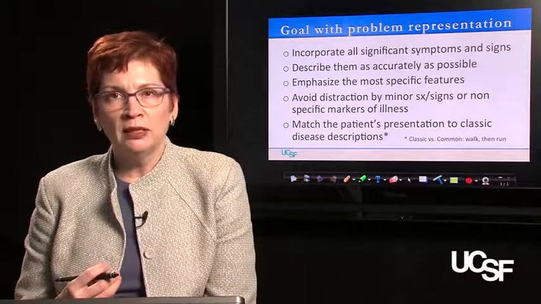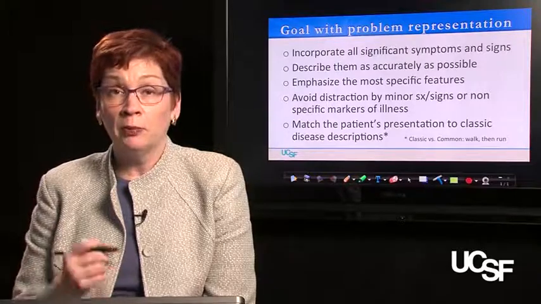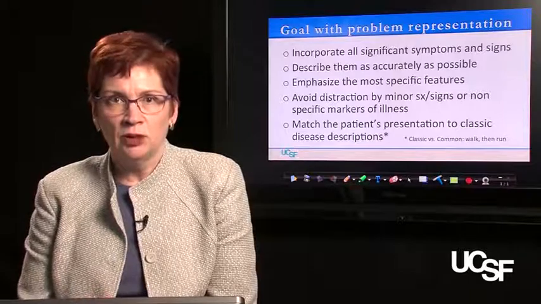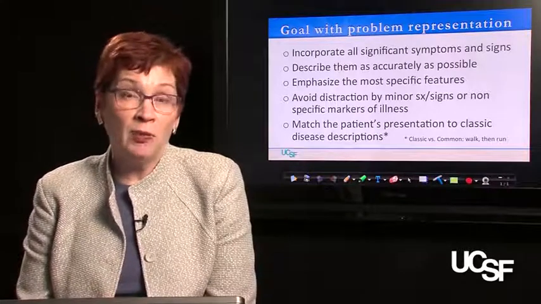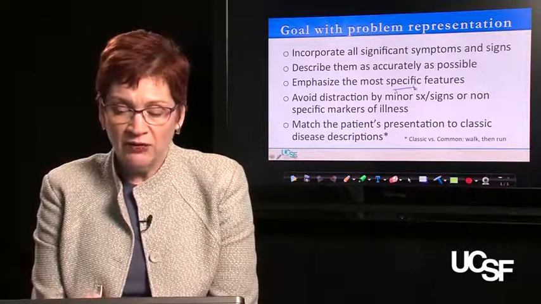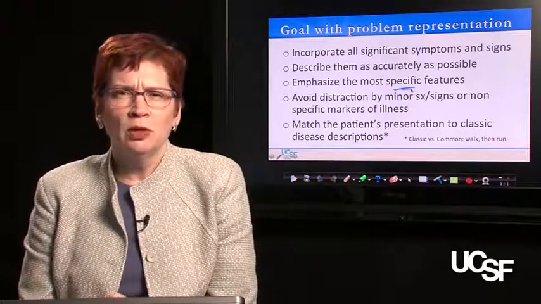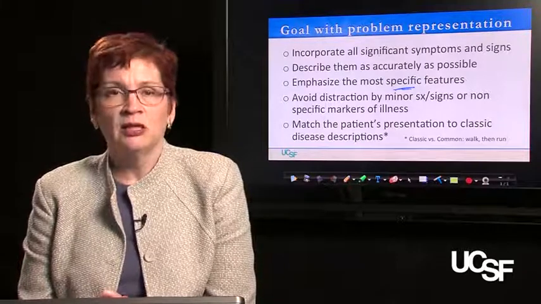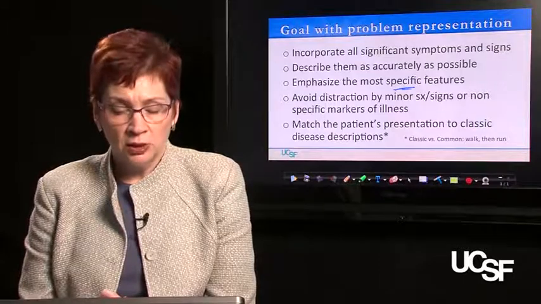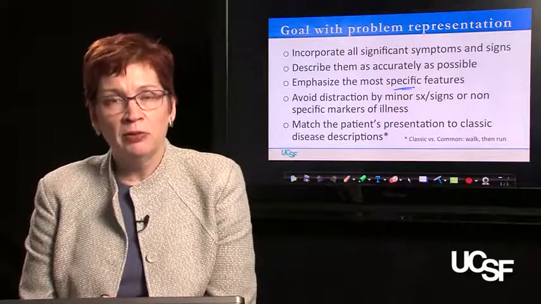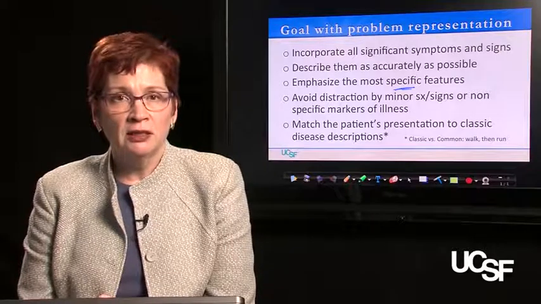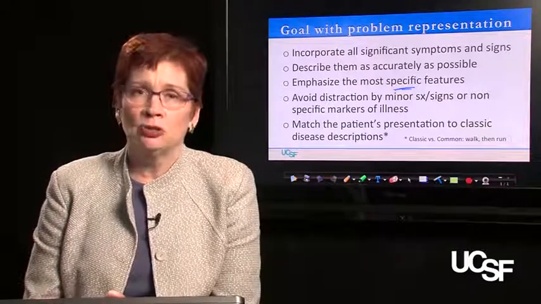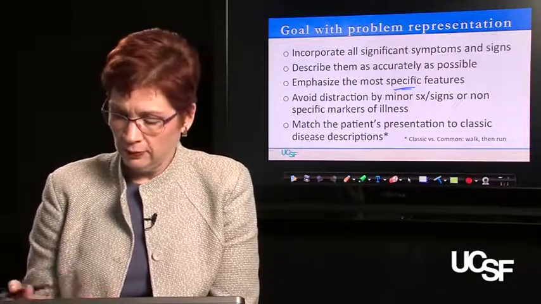It's important when you represent a problem, that is, provide a comprehensive view of the patient's condition as they're presenting, that you incorporate all significant symptoms and signs, describe them as accurately as possible, emphasize the most specific features, that is, the ones that will help you rule in or rule out one disease, and avoid distraction by minor signs or symptoms or nonspecific markers of illness. It's also important that we develop a problem representation that allows us to effectively match the patient's representation to the classic disease descriptions we've talked about as illness scripts.